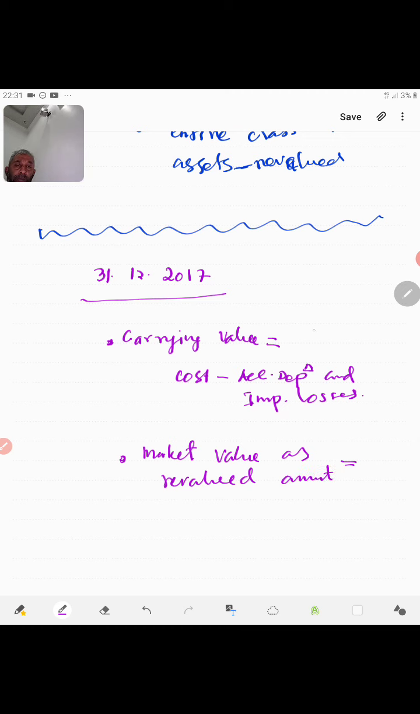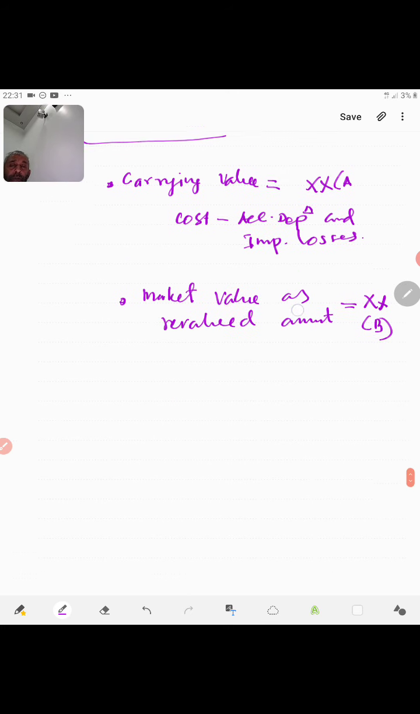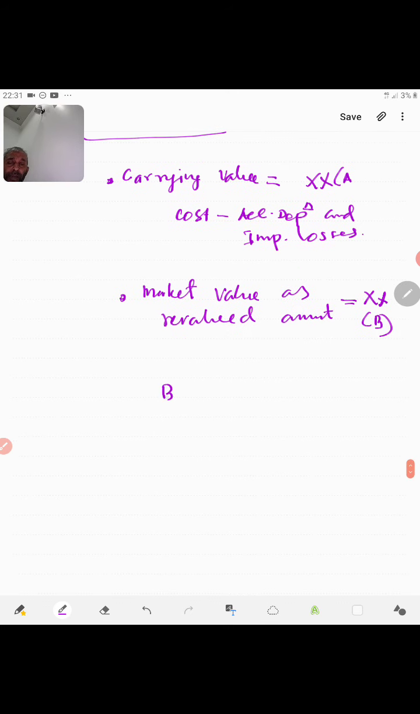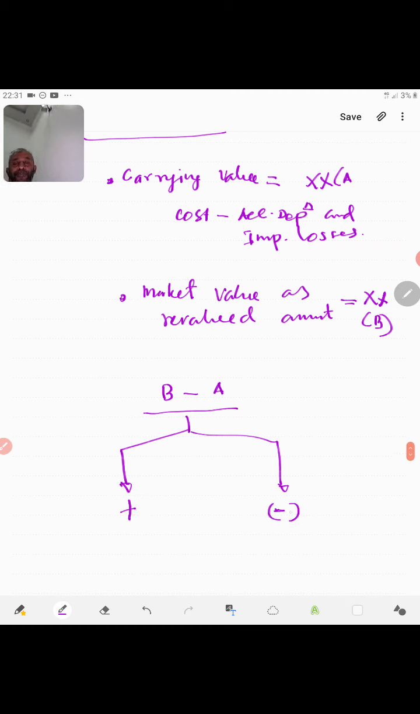So we have to arrive at this. So we are arriving at this number and we are arriving at this number. So let's say this is A and this is B. What we now do is we need to find out the difference, B minus A. We have a possibility that the answer may be a plus answer or a minus answer.